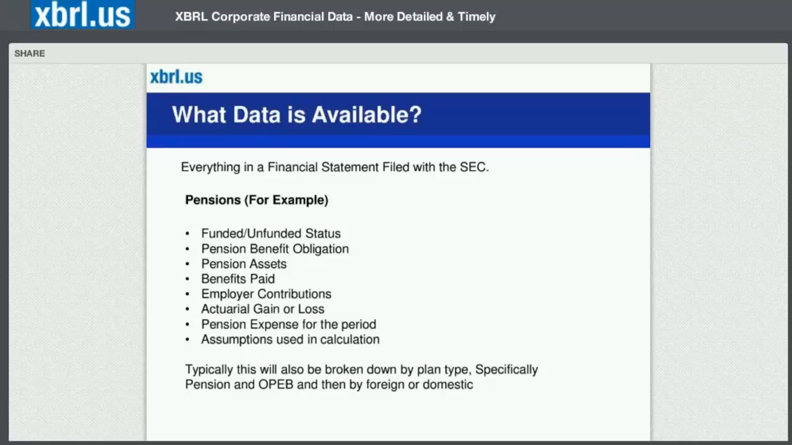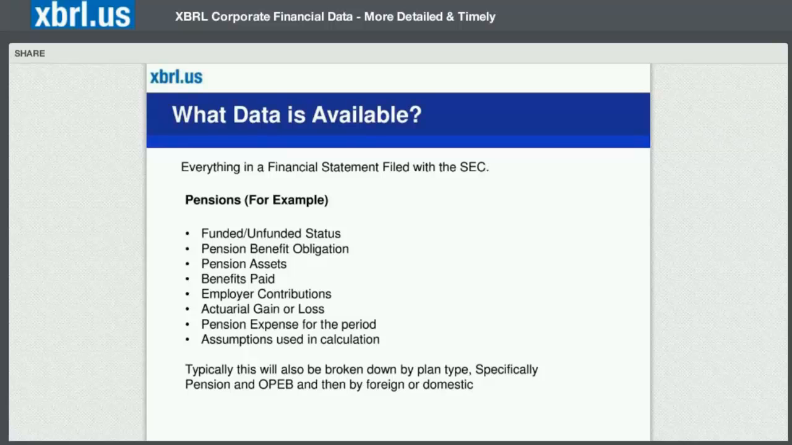And just to give you an example of some of the detail that is available, in very common areas where analysts have looked in the past when doing analysis, or if you have general interest in this kind of information. For example, for pensions, the funded status of pensions, you can look at this pretty easily. Pension benefit obligations, to understand what the total outstanding obligations are amongst all public companies who file. Things like what the benefits paid are, what the employer contributions are, what the actual gains or losses are, what all the assumptions used in those calculations are, and what the pension expense is for the period.